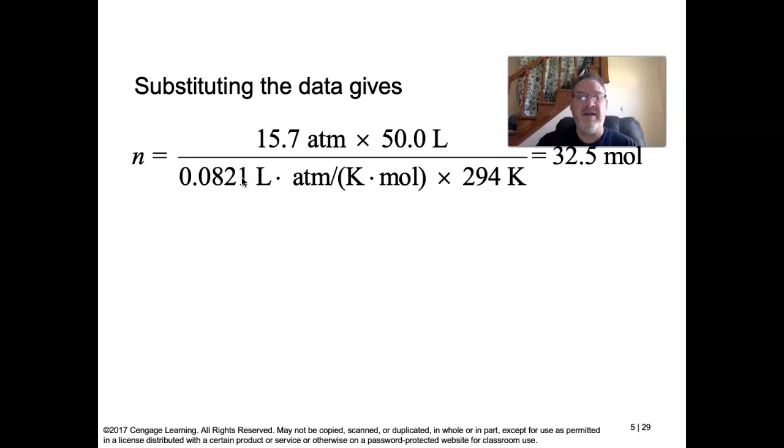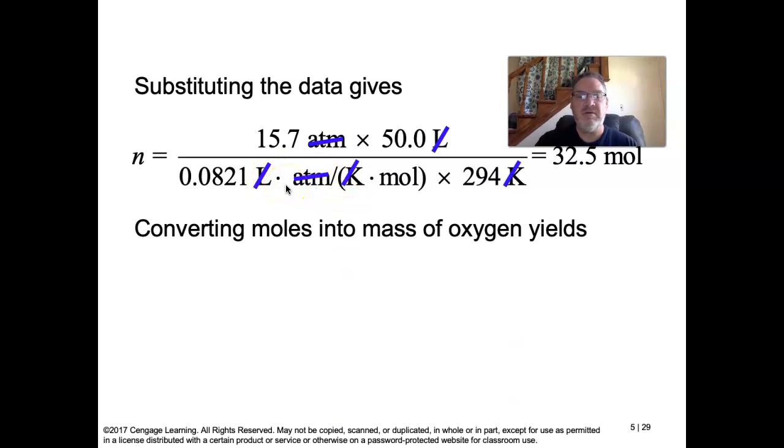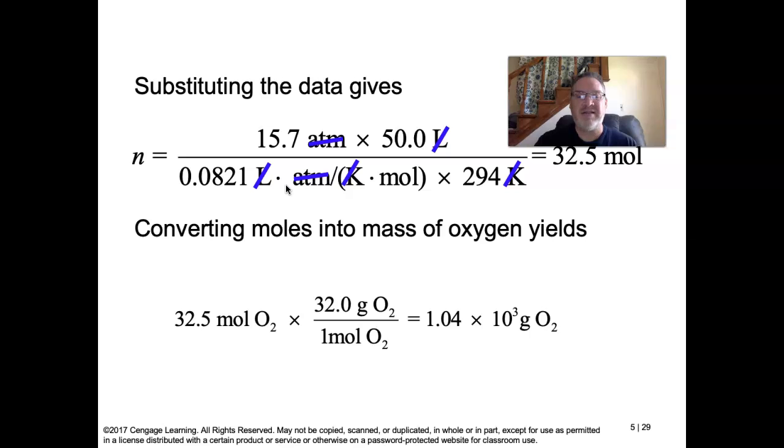Look at what we plug in. And here's the key to that constant: those units. Look at the units that cancel out. We're left in moles. And we can use the molar mass to convert from moles to grams.